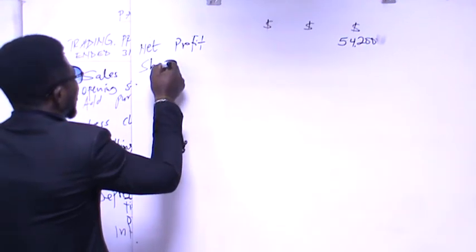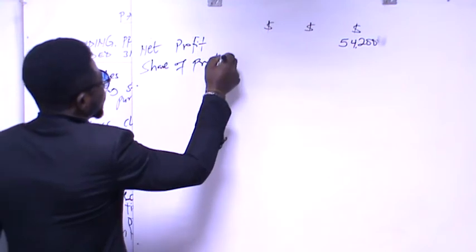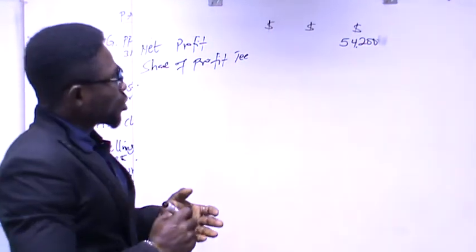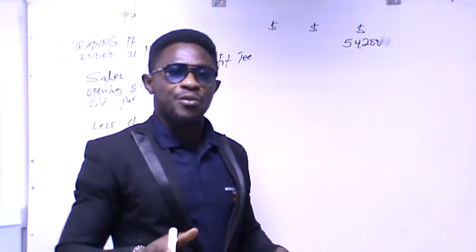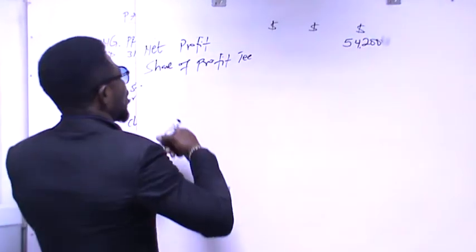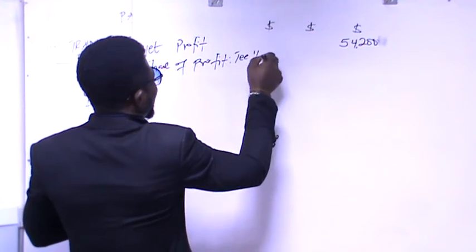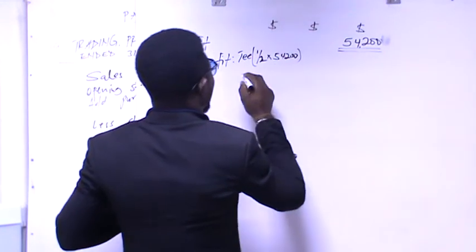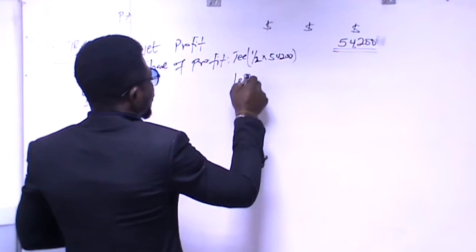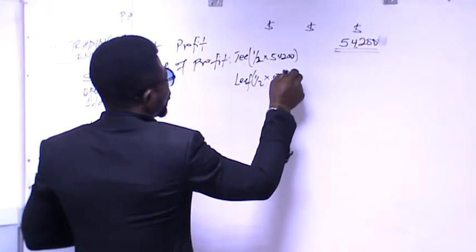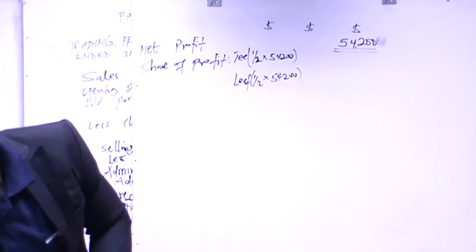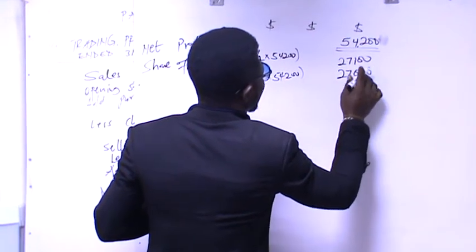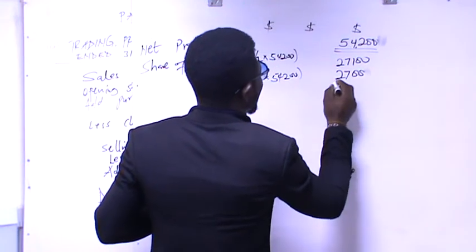So we have the share of profits, or profit sharing. So we have T, and because there is no agreement on any profit sharing ratio, we are going to share the profit equally. So we have 1 over 2, which is half of this 54,200. Half of the profit that we have at hand gives us 27,100 to each of the partners.